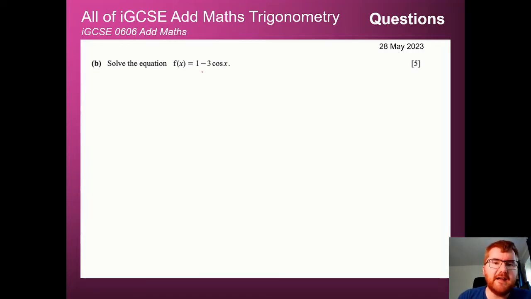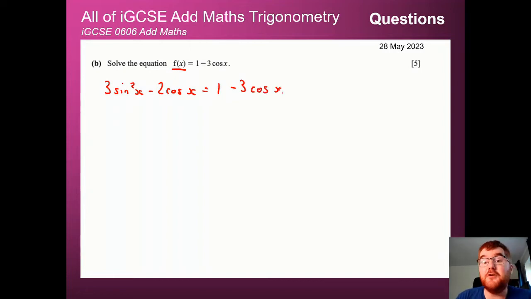Solve the equation f of x is equal to 1 minus 3 cos x. Now we know what f of x is from the previous question, so let's copy it across. 3 sine squared x minus 2 cos x is equal to 1 minus 3 cos x. And again, we've got another trigonometric equation to solve. The key thing with these kinds of problems is you want it all in terms of cos or all in terms of sine. And we're going to use one of the identities in the formula booklet, which is that sine squared x is equal to 1 minus cos squared x, a rearrangement of that formula there.